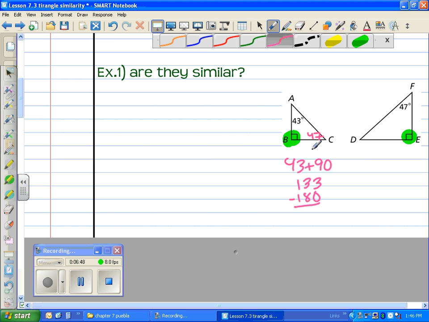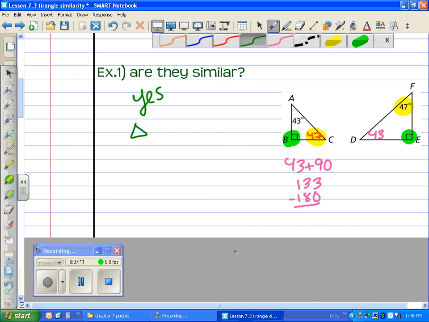So guess what? Look, I already have two angles that match. I don't even have to find what this missing angle is over here on this side. Although I could, and I bet that if I did 47 plus 90 minus 180, I would also get 43. So really, I have three angles that match up. I only need two, though. So I'm just going to say that this one and this one also match. So yes, these are similar triangles.